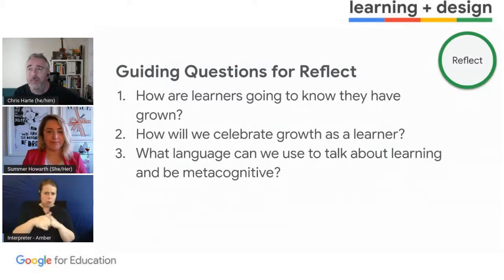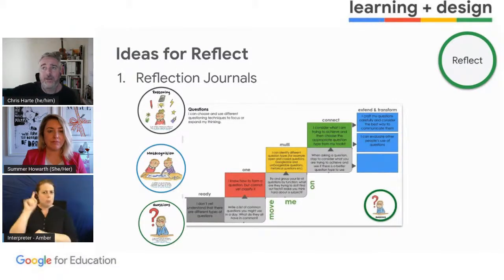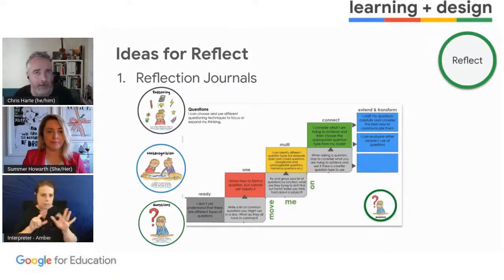So we talked a little bit about this, and we're going to explore it even more in 2 weeks' time, is that idea of things like reflection journals. And we're going to give you an example reflection journal today, using this idea of a growth ladder to talk about how we can get better at these specific skills like asking great questions, reasoning, metacognition, etc.